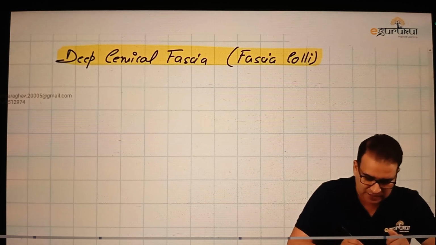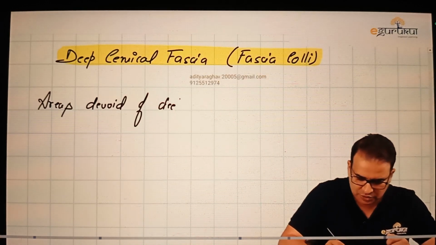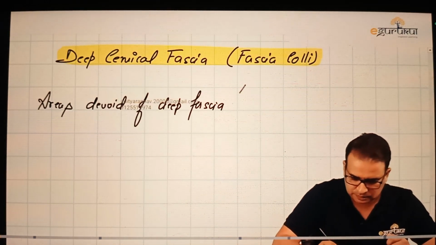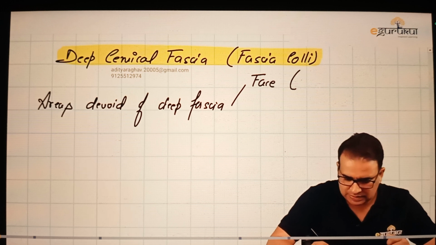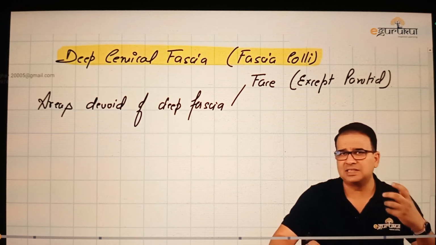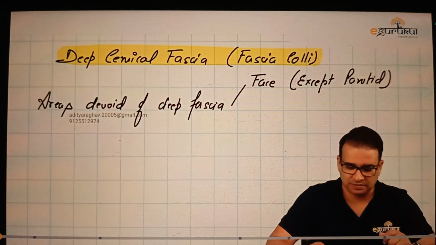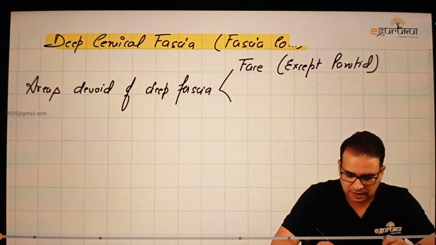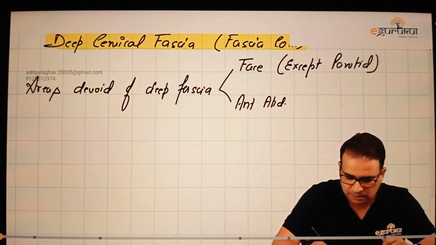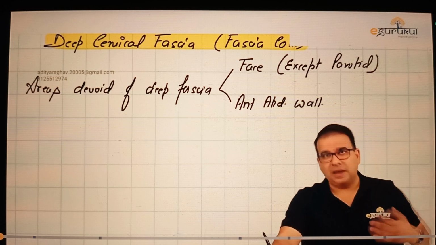So let me write those two points first. Areas which are devoid of deep fascia: face except the parotid region. The parotid gland has a very thick fascia. We call it parotidomasseteric fascia because it is over the masseter muscle. It's a very strong fascia around the parotid gland. And the second is the anterior abdominal wall. The posterior abdominal wall has a fascia called thoracolumbar fascia. The anterior abdominal wall does not.